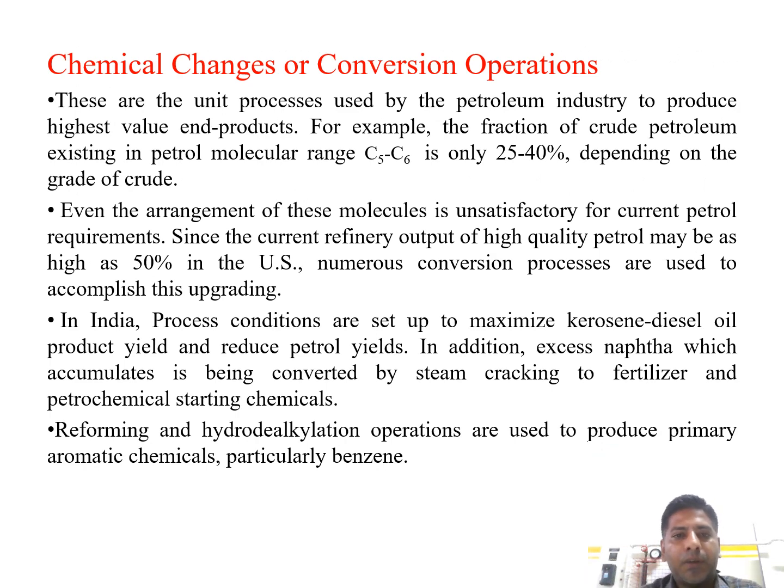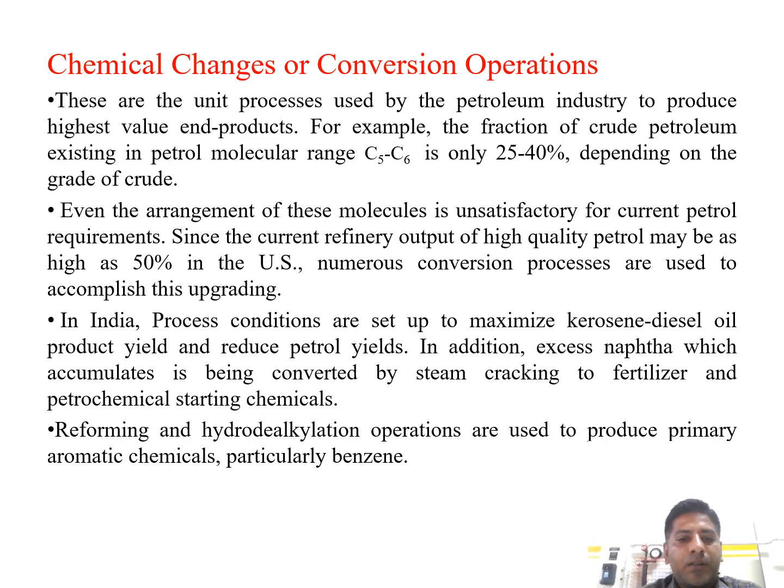Next we see the chemical changes, or conversion operations. First, there are unit processes used in the petroleum industry to produce the highest value products. For example, the fraction of crude petroleum existing in the petrol molecular range, C5 to C6, is only 25 to 40% depending on the grade of crude. Next, even the arrangement of these molecules is unsatisfactory for current petrol requirements, since the current refinery output of high quality petrol may be as much as 50% in the US. Numerous conversion processes are used for accomplishing the upgrading.